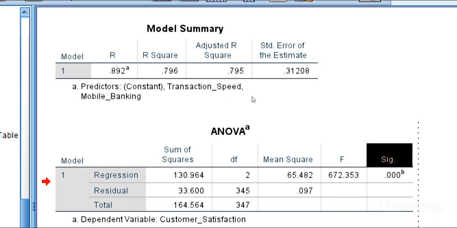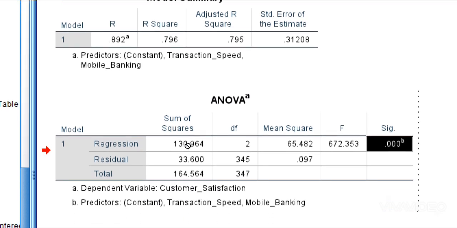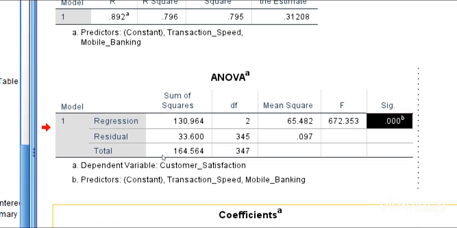2. The ANOVA table. Just check the sig value. Ours is 0.000, which is less than 0.05. This means our overall model is statistically significant.